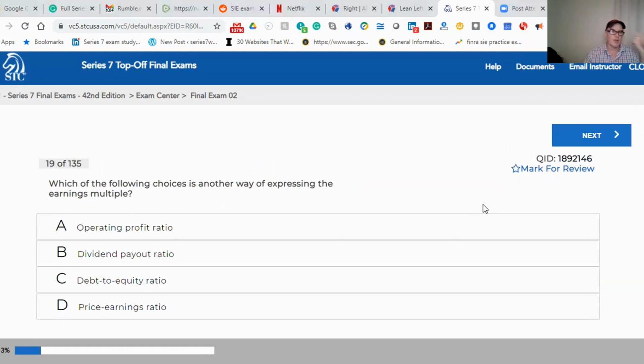Multiple. When I hear multiple, I always think PE ratio. PE ratio, boom. So it's not operating profit ratio, never heard of it. Dividend payout ratio, but that's not it. Debt to equity is the debt versus the equity. It's not the multiple. So if you hear price to earnings, that's really the market price divided by the earnings per share. So that's the multiple. They also call it the multiple.